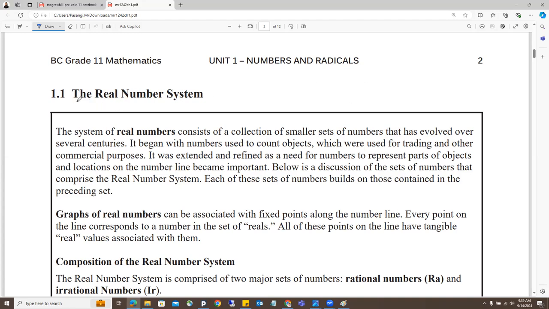So here we are going to talk about the real number system. When it comes to real number systems, we have to know about real numbers. Real numbers consist actually of a collection of smaller sets of numbers. There we have so many numbers which evolved with several countries. For example, we have Arabic numbers and Roman numbers also. Likewise, we have several kinds of numbers.